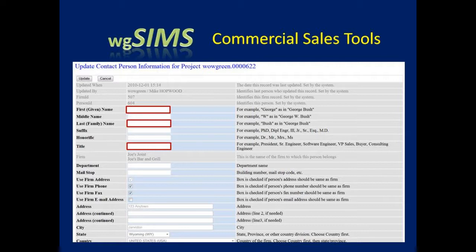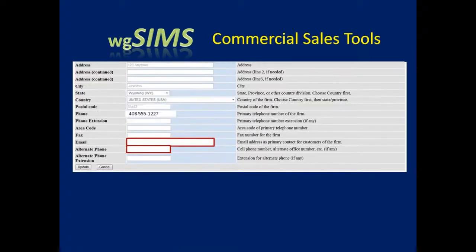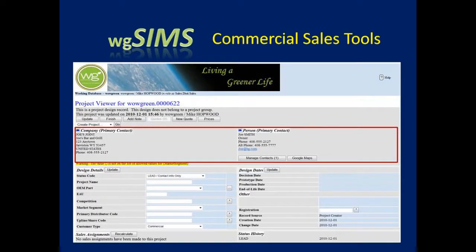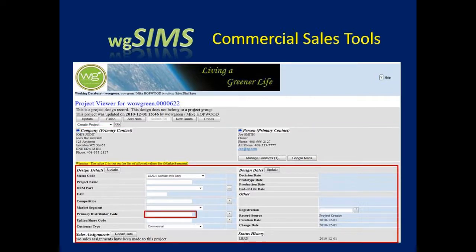You will notice at this point that the company information, address, etc. has already been put into the record. So the final thing you need to do here is enter in the person's email address. And if they have an alternate phone, like a cell phone or an extension of some sort, you would want to put that here. Again, click Update. So now you have your company and contact information into SIMS. The next step is to enter in the project details.